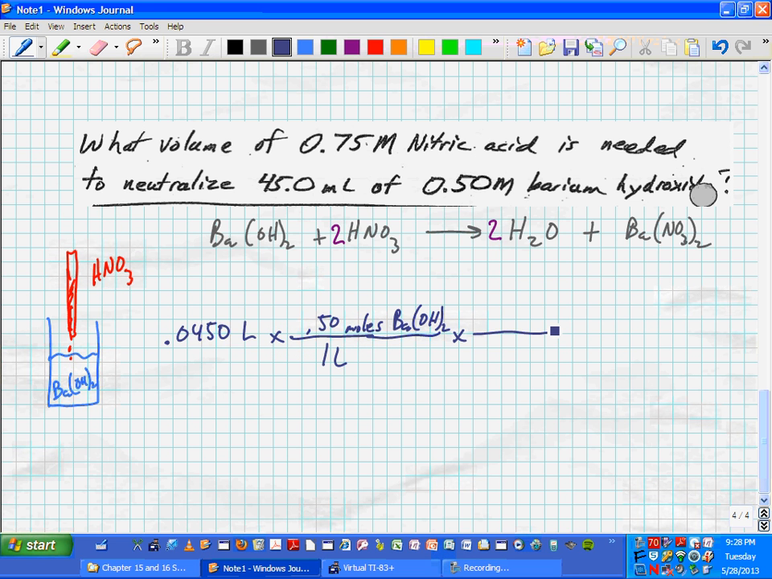I need to get to moles of nitric acid. So I'm going to use the equation to get my molar ratio. Stoichiometry, remember? So I got 2 moles nitric acid over 1 mole barium hydroxide. Where the heck did I get the 2 and the 1 from? Come on, everybody. Molar ratio, balanced equation. Right there. There's a 1 there. There's a 2 there. All right. 2, 1. We're there.